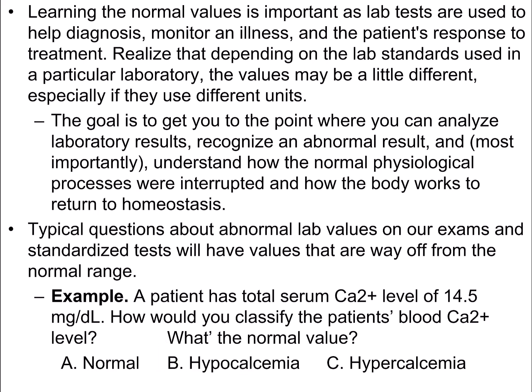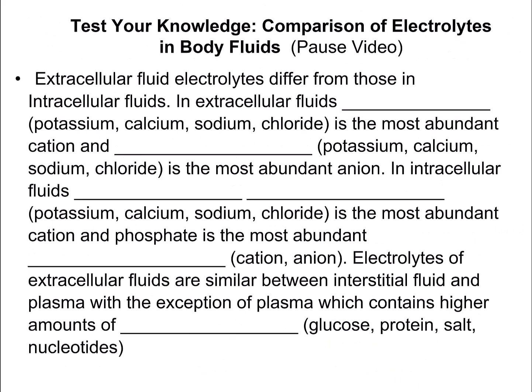First, you have to know what the normal value is. And that's what you're going to memorize from those values that I've given you earlier. Normal is 8.2 to 10.2 milligrams per deciliter. So if they're at 14.5, how would you classify their calcium levels? Hypercalcemia. Go ahead and pause the video and answer the questions.